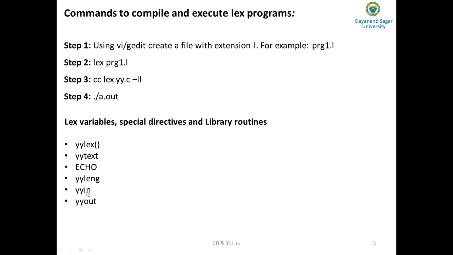Then yyin. It is of type FILE star, a file pointer. This points to the current file being parsed by the lexer. And then we have yyout. It is also of type FILE star, that is a file pointer. This points to the location where the output of the lexer will be written.